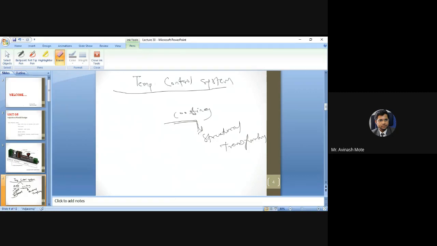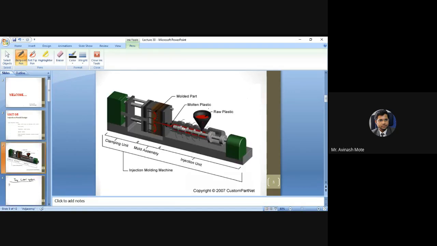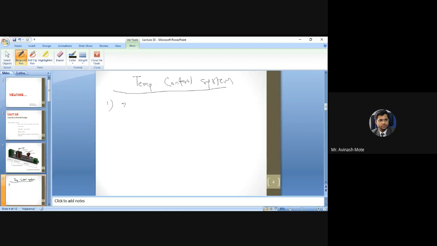Now, in this cooling system, whatever the cycle time is, one by one we'll see the points. First point: cycle time means what? Entry of raw material to exit of component, this complete cycle. Out of this entire cycle time, 70% to 80% of the time is required for cooling.